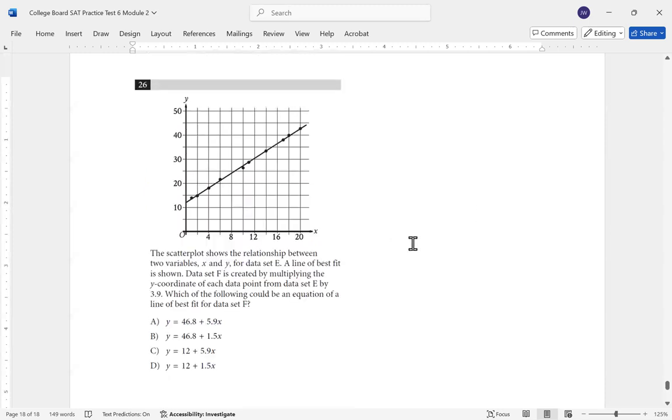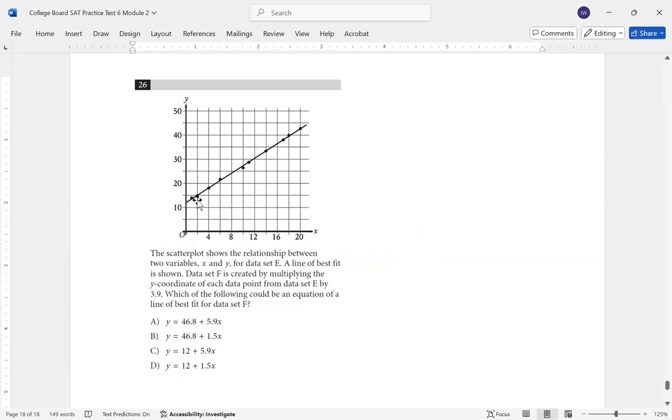Question 26 says, the scatter plot shows the relationship between two variables x and y for data set E. A line of best fit is shown. Data set F is created by multiplying the y coordinate of each data point from data set E by 3.9. Which of the following could be an equation for the line of best fit for data set F?